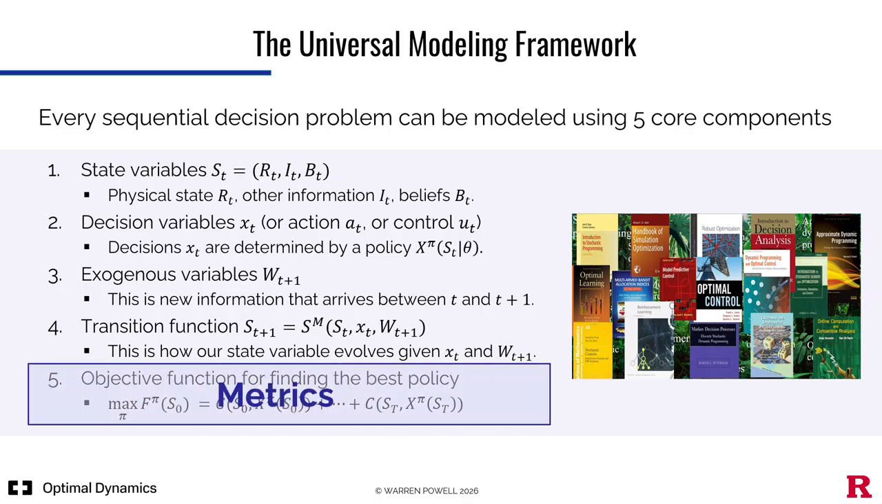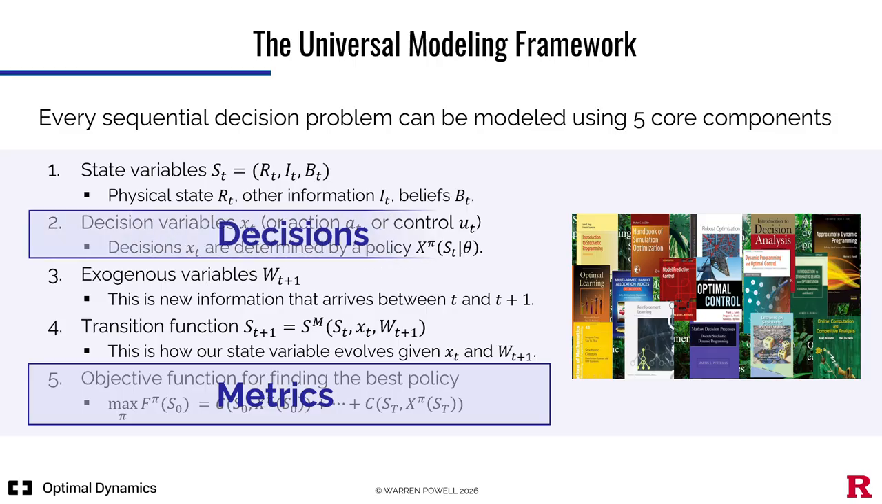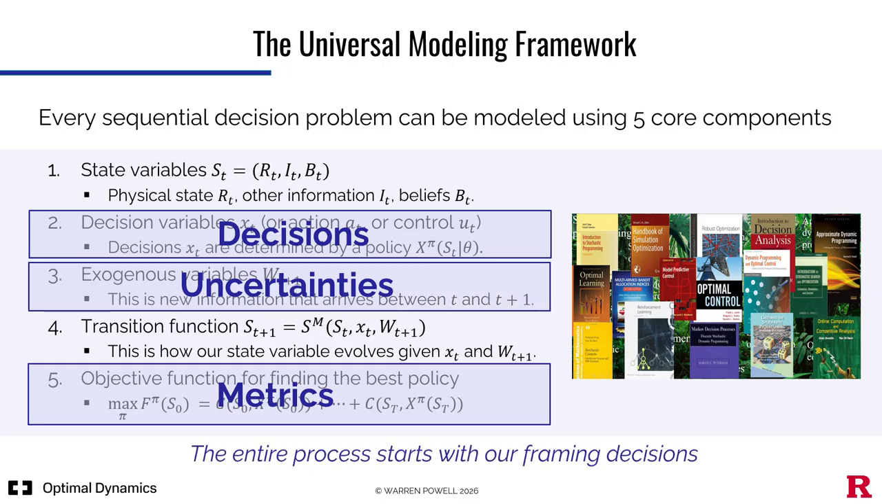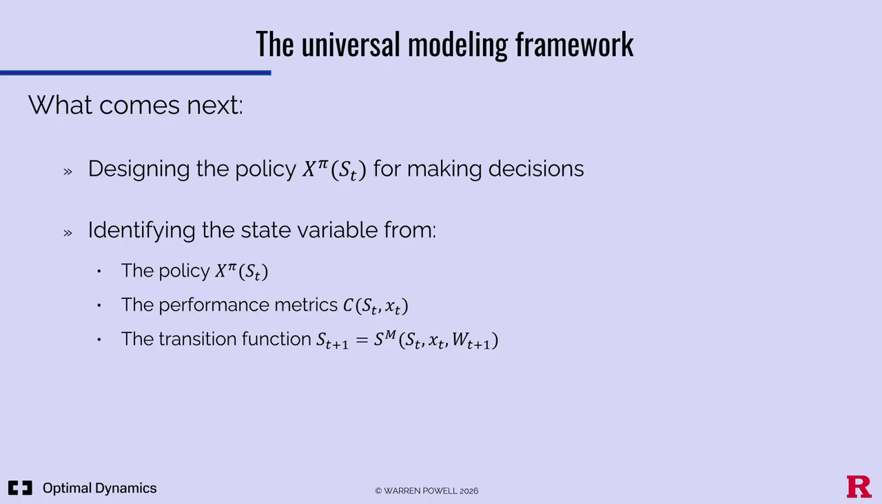Now, so far in our framing process, we have identified the metrics. We have identified the types of decisions, but not how to make them. And we've identified the sources of uncertainty. So I'm pointing this out to emphasize we haven't covered the entire problem. I still have other parts that I have to fill in. So what comes next that we'll cover in part 3 is designing the policy. So we have to come up with how do we make decisions.